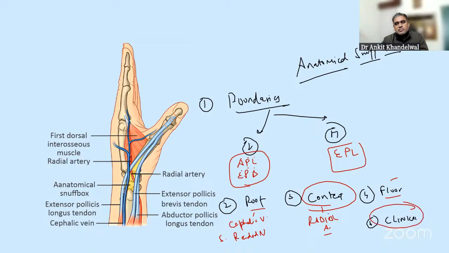Clinically, obviously, any fracture of these bones in this region causes pain in the anatomical snuff box. Then those tendons may have tendinitis, again causing pain in the anatomical snuff box. So it's an important scenario.